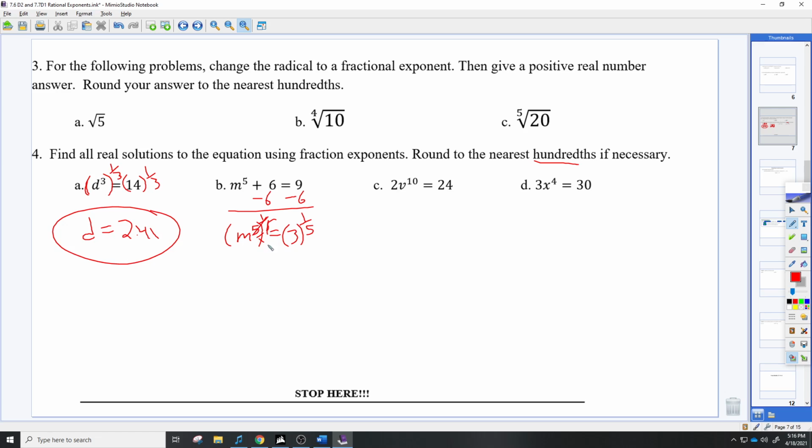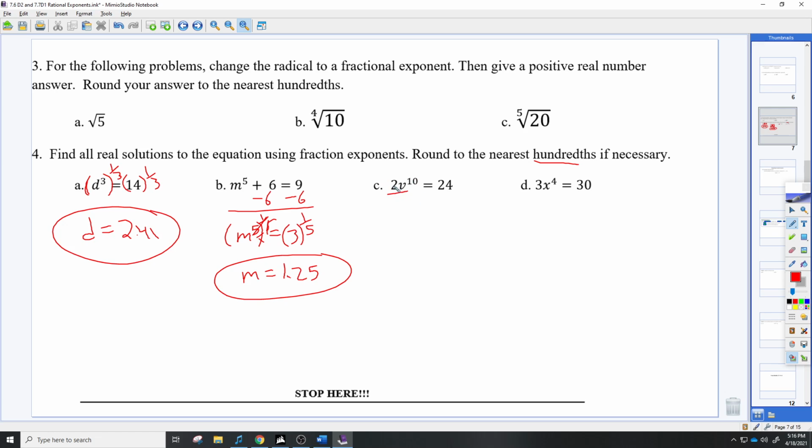Again, these will cancel out. Get m equals, put in the calculator, we get 3 to the 1 divided by 5. I got 1.24, which would round up to 25.